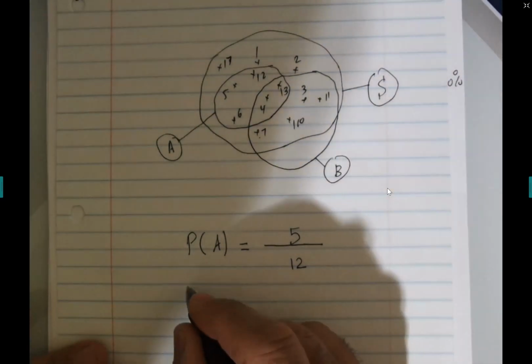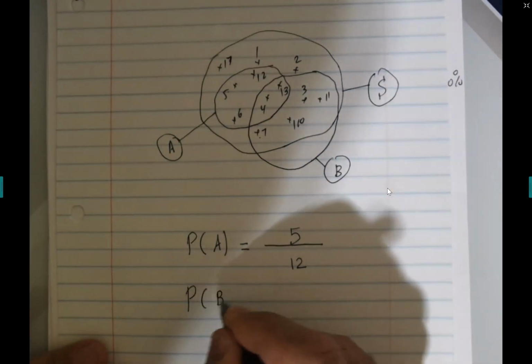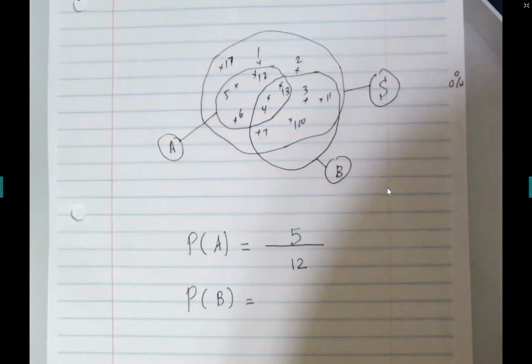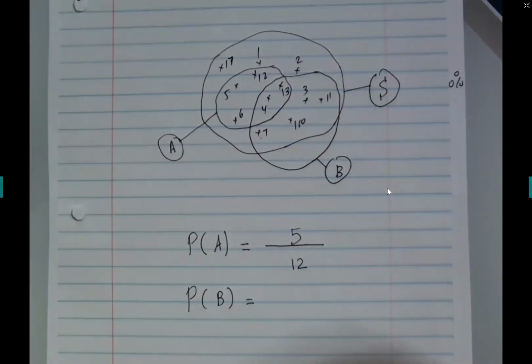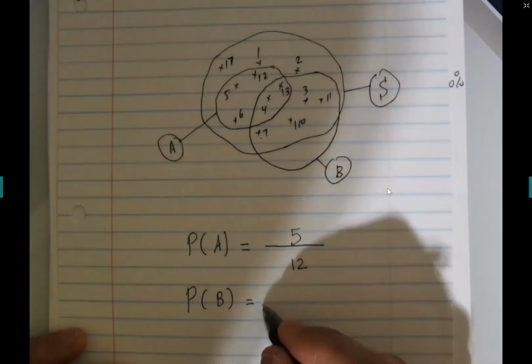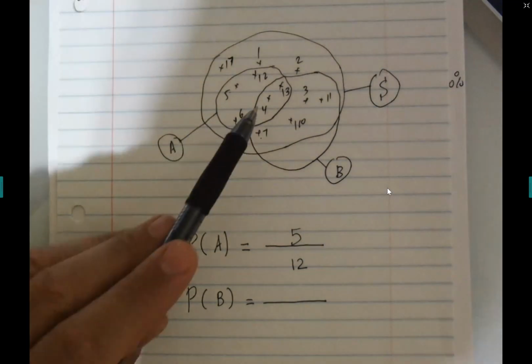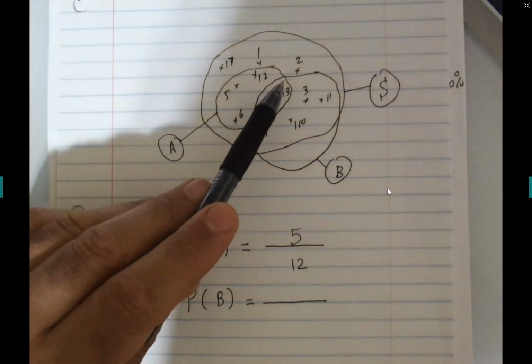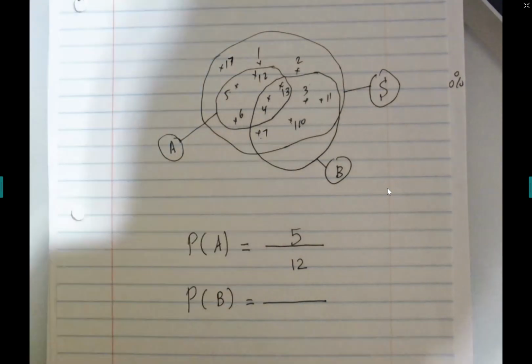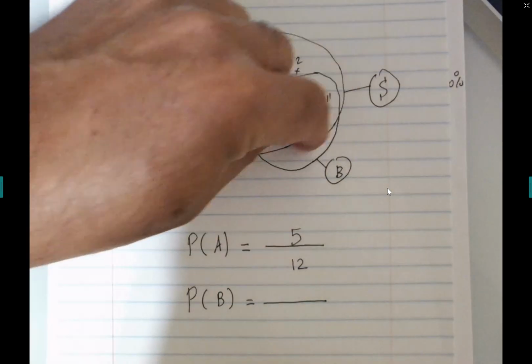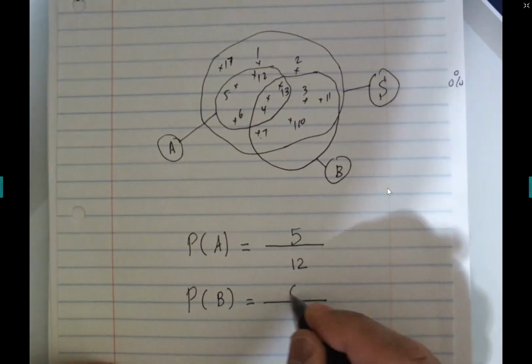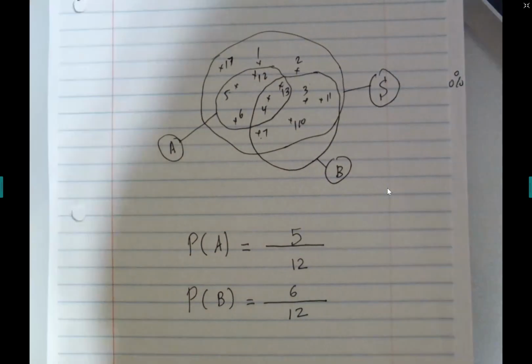Now, the second question, guys. You select a number at random. What's the probability that this number will land in B? 6 out of 12. Let's see how many are in B: 1, 2, 3, 4, 5, 6. Actually, this one should have been inside, but it just turns out to be outside. 6 over 12.